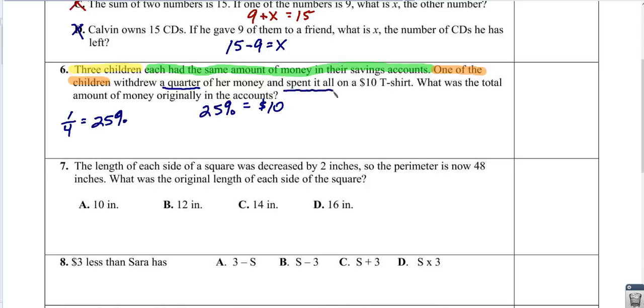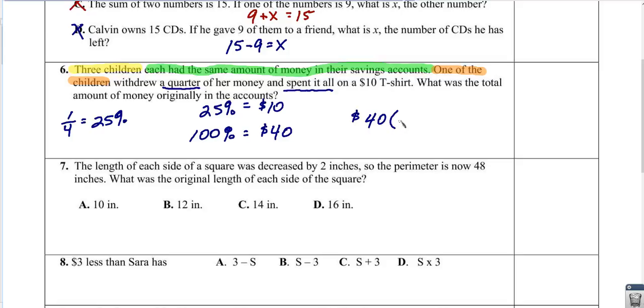So they took 25% out and they spent it all on a $10 shirt. If 25% of that child's money is $10, how much is 100% of that child's money? $40. 25 times 4 makes 100, so 10 times 4 makes $40. Is $40 our answer? No.